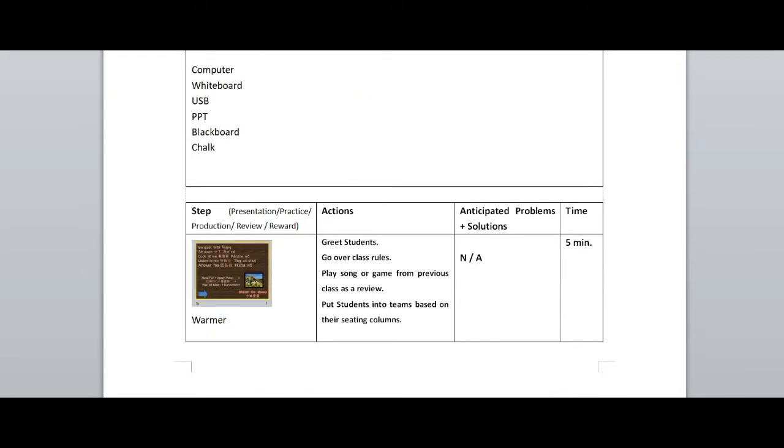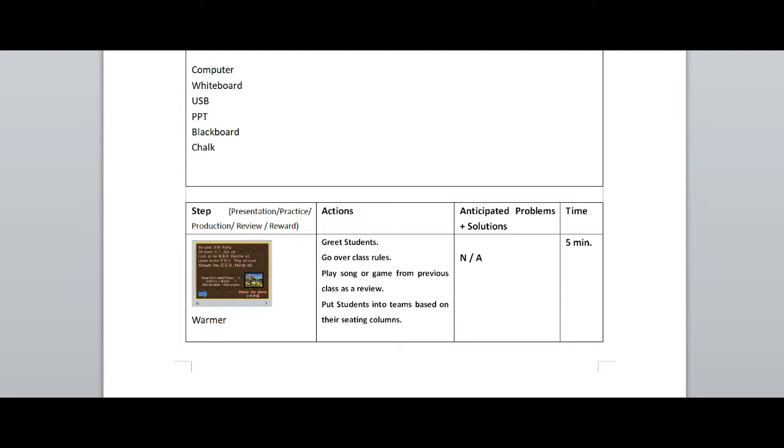Okay, and let's have a look at the top part here. First is your step. I'm actually using my slides. I just export them from my PPTs into a Word document, so it's easy to understand for other teachers what slide they should be on.